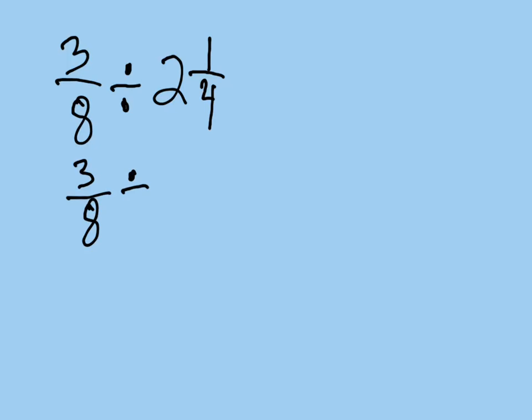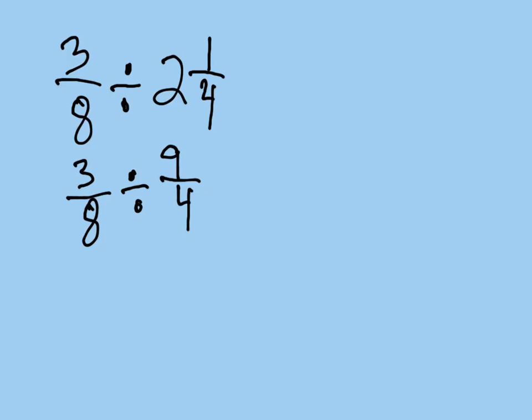3/8 divided by 2 1/4? Well, what's the thing I say about when you see a mixed number? Change it immediately to an improper fraction. So this becomes 3/8 divided by 4 times 2 is 8 plus 1 is 9/4. And now we have a problem where we can start our division.